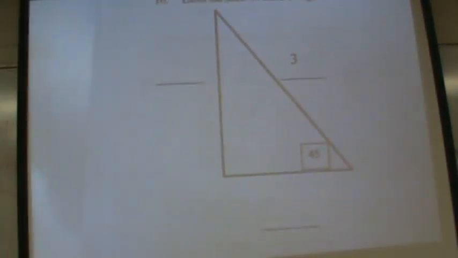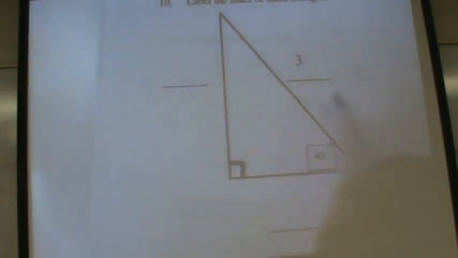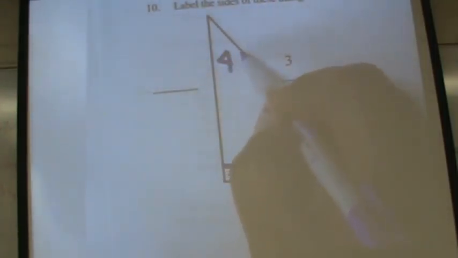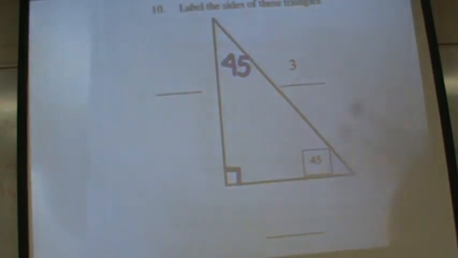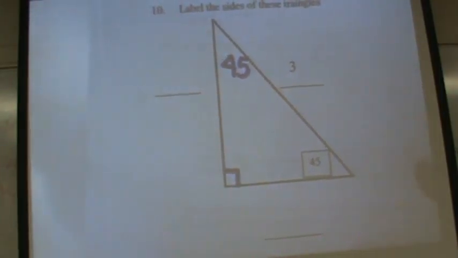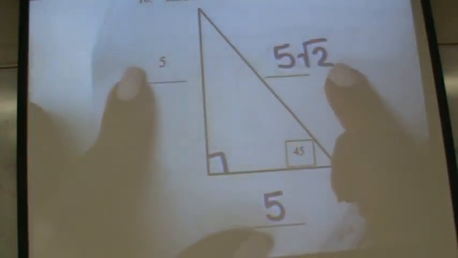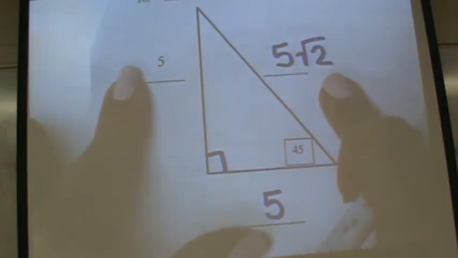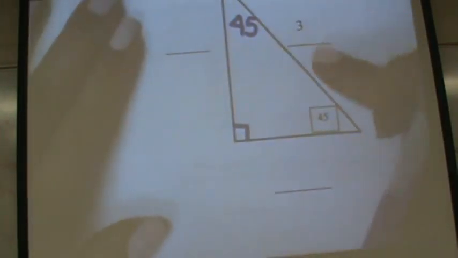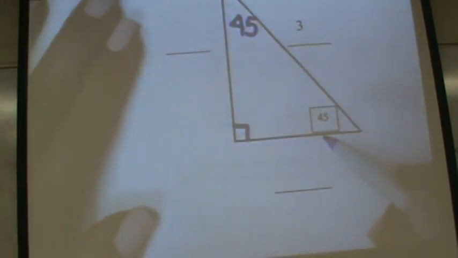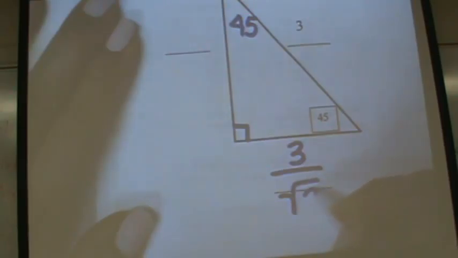Okay, how about this one? Do you remember what to do when you have a 45, 45, 90, and they give you the hypotenuse and you gotta go to a leg? So let's talk about this. We went from a leg to a hypotenuse. We multiplied by the square root of 2. Divide by square root of 2. Travis, say it again. Divide by square root of 2. So now when you go from a hypotenuse to a leg, you divide by the square root of 2.